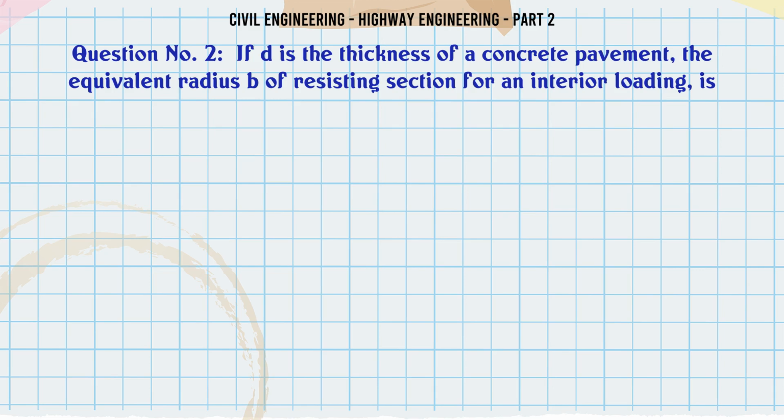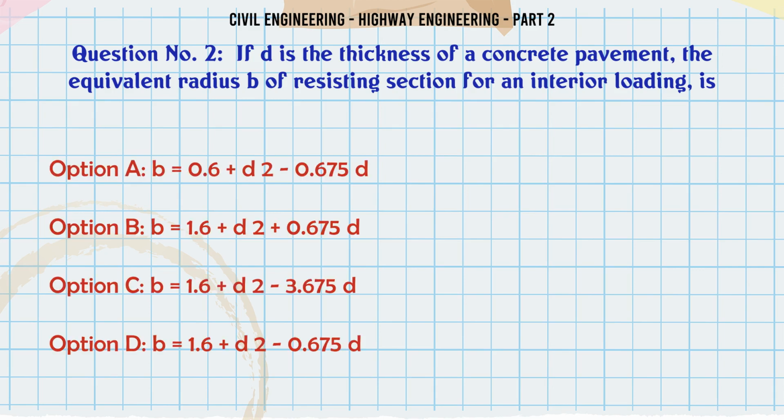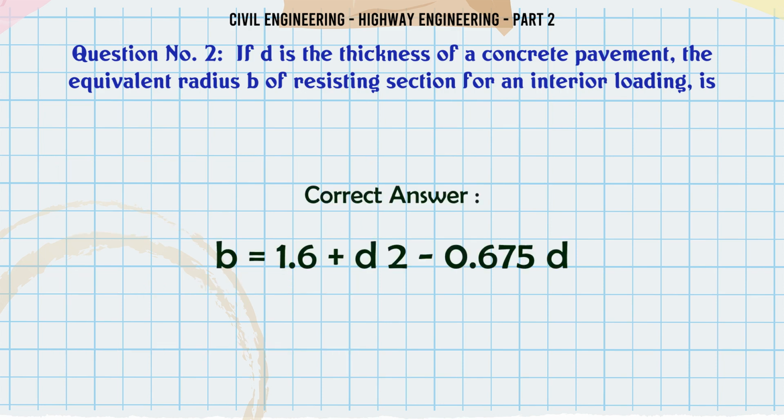If D is the thickness of a concrete pavement, the equivalent radius B of resisting section for an interior loading is A. 0.6 D to 0.675 D, B. 1.6 D to 0.675 D, C. 1.6 D to 3.675 D, D. 1.6 D to 0.675 D. The correct answer is B, 1.6 D to 0.675 D.